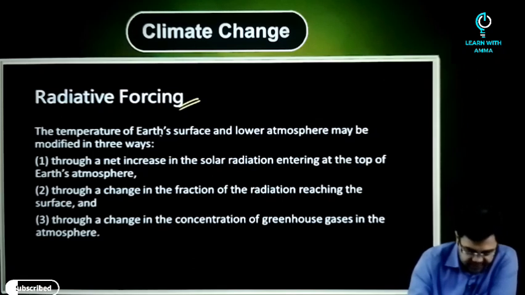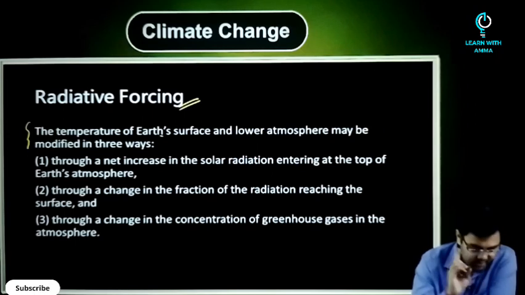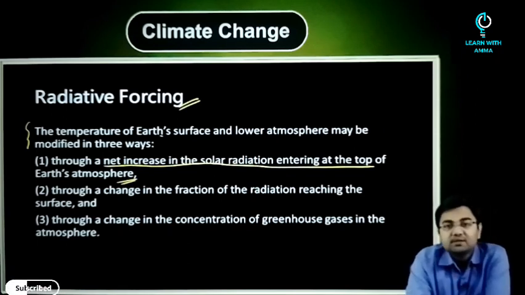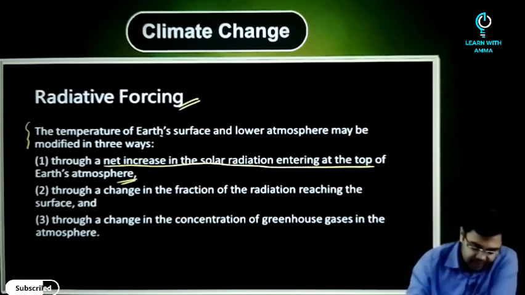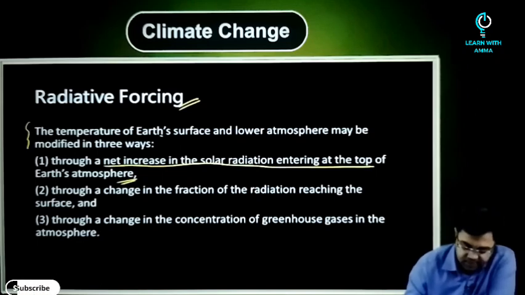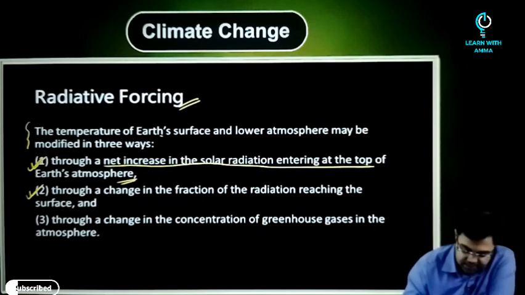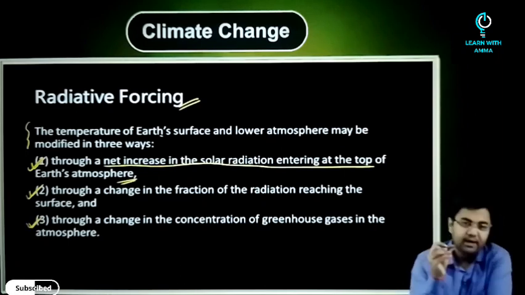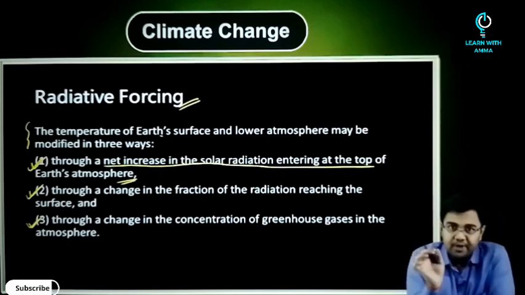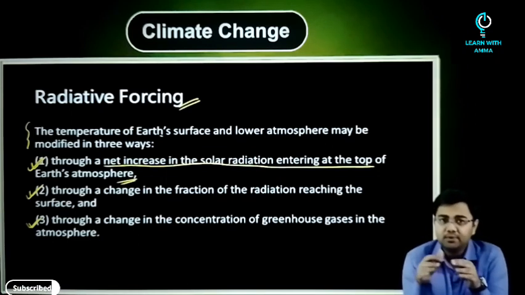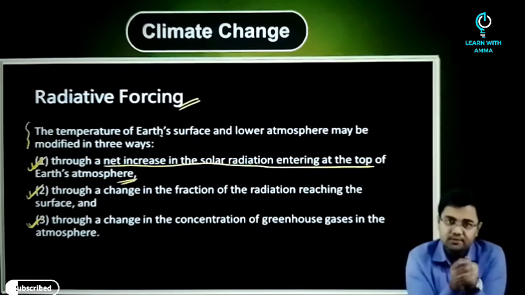So the temperature of the earth's surface and the lower atmosphere would be modified in three ways, right? What would be the three ways? One, through a net increase in the solar radiation entering the top of the earth's surface. Apart from that, through a change in the fraction of radiation reaching the surface. Or the third, through a change in the concentration of greenhouse gases in the atmosphere. What I am trying to say is that in how many ways can we increase the amount of heat that is being received by the surface of the earth?